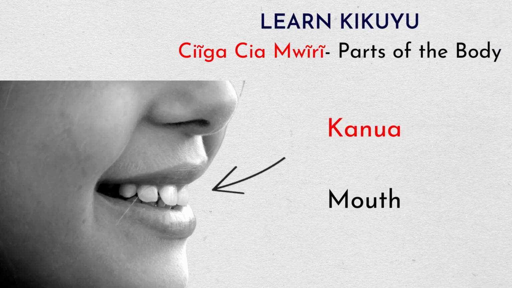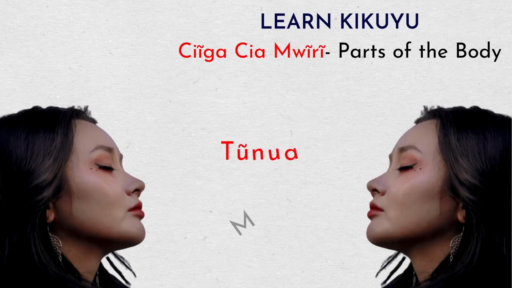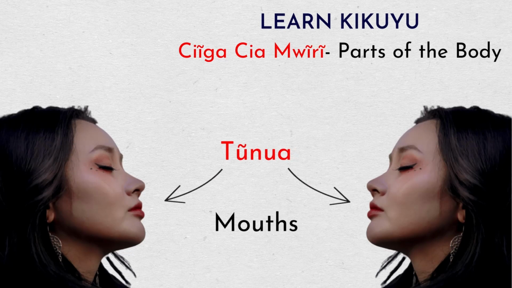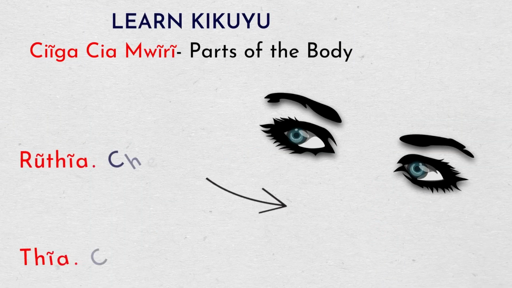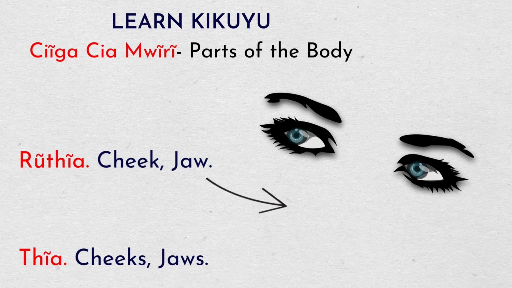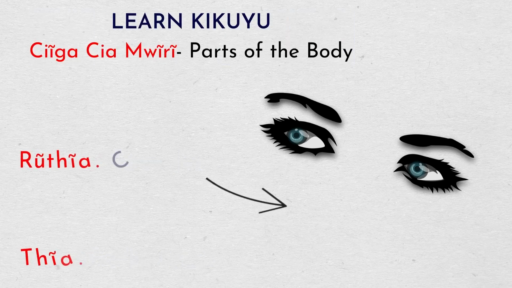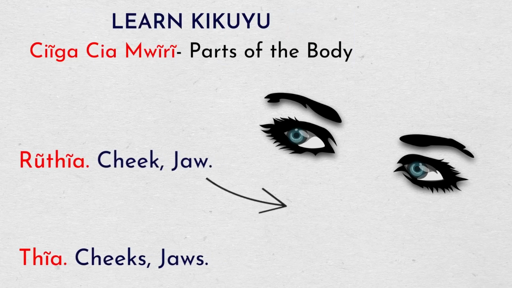Kanua. Tonua. Rodea. There, that is the plural. They are there.